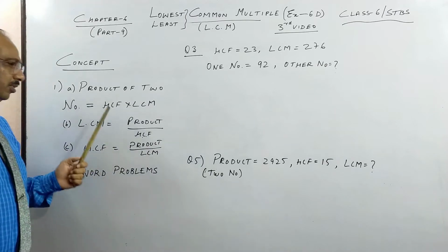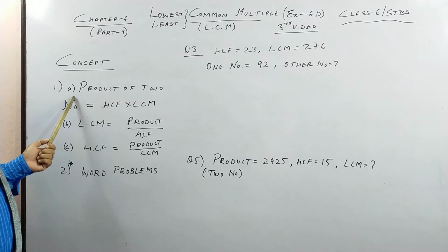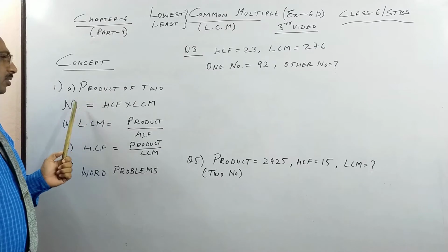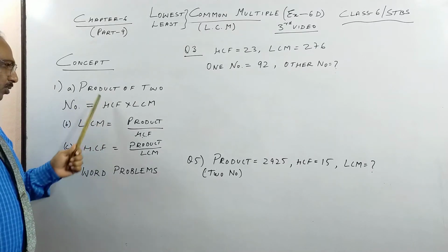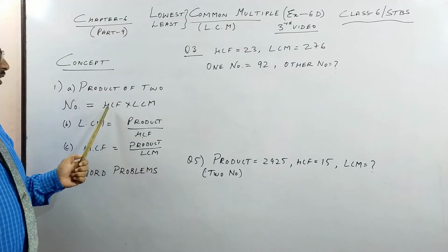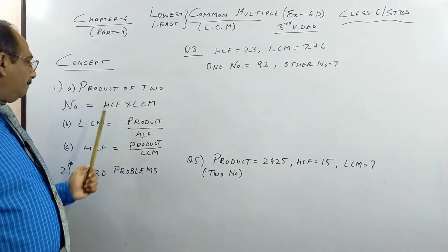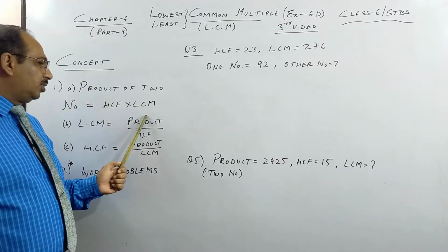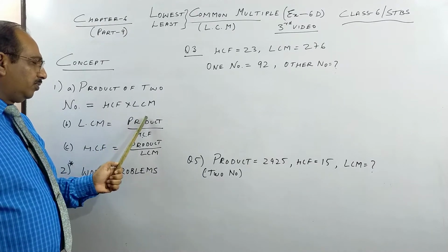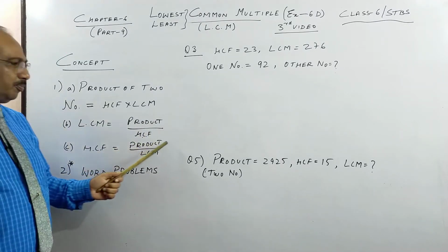Now what we are going to do in this particular exercise is we have a very important relationship when you take the product of two numbers. So this is all about two numbers. LCM into HCF. So LCM of two numbers into HCF of two numbers gives you the product of two numbers. If you want to find LCM when the product of two numbers is given, you divide the product by HCF. If you want to find HCF, you take the product of two numbers.